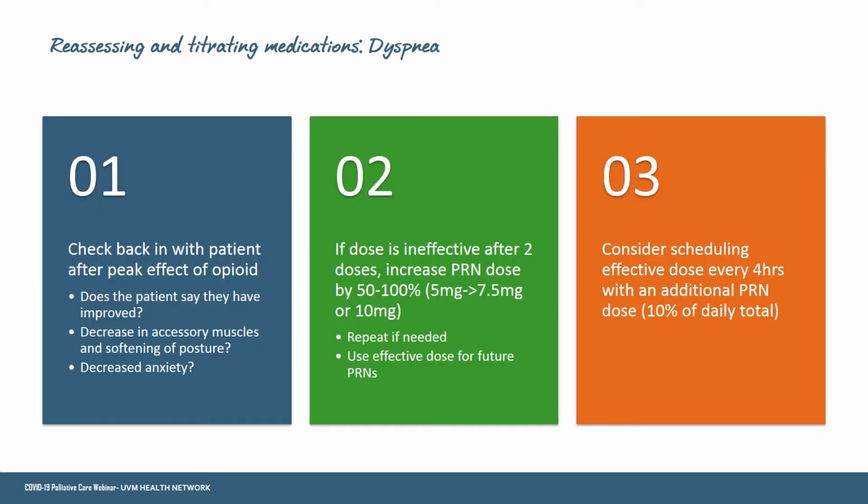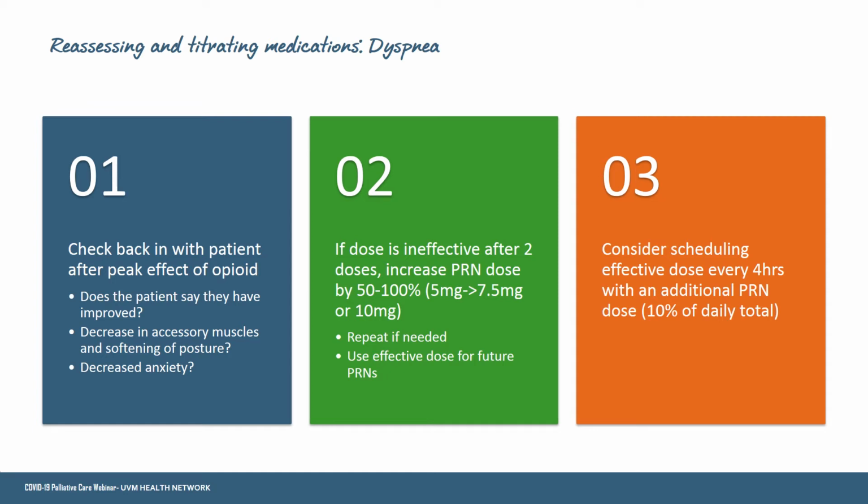The following is how you can reassess and titrate your responses in dyspnea. Step 1. Check back in with the patient after peak effect of the med, which is about 45 to 60 minutes for oral doses and about 15 to 30 minutes for IV doses. Does the patient say they have improved? Do you see a decrease in accessory muscles and softening of their posture? Are they having decreased anxiety?